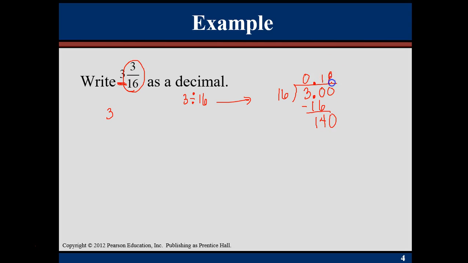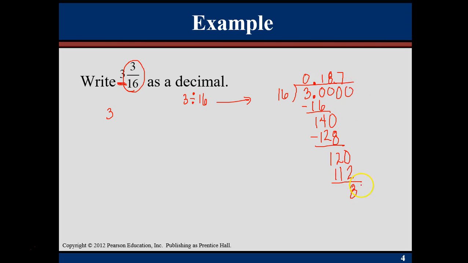8 times. 8 times 6 is 48. Carry the 4 and you have 12. Subtract and you get another 12. Add another 0. Bring that down. 16 goes into 120 7 times. 7 times 6 is 42. Carry the 4 and I have an 11. Finally, I'm left with an 8.